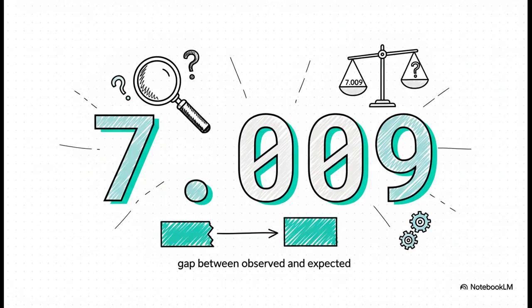So the test boils this whole showdown into one single number. Think of it as a gap score. For our brand preference data, that score is 7.009. But is that a big number? Is that gap big enough to actually matter?